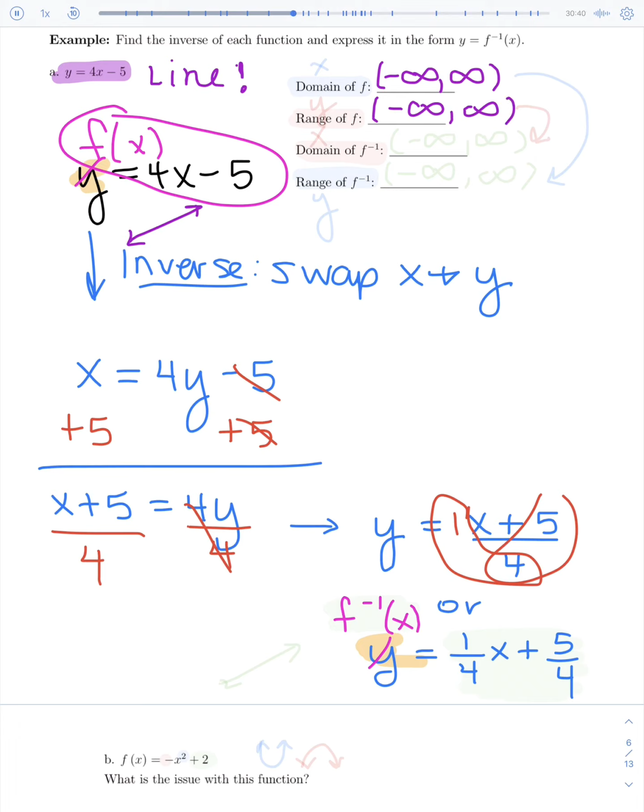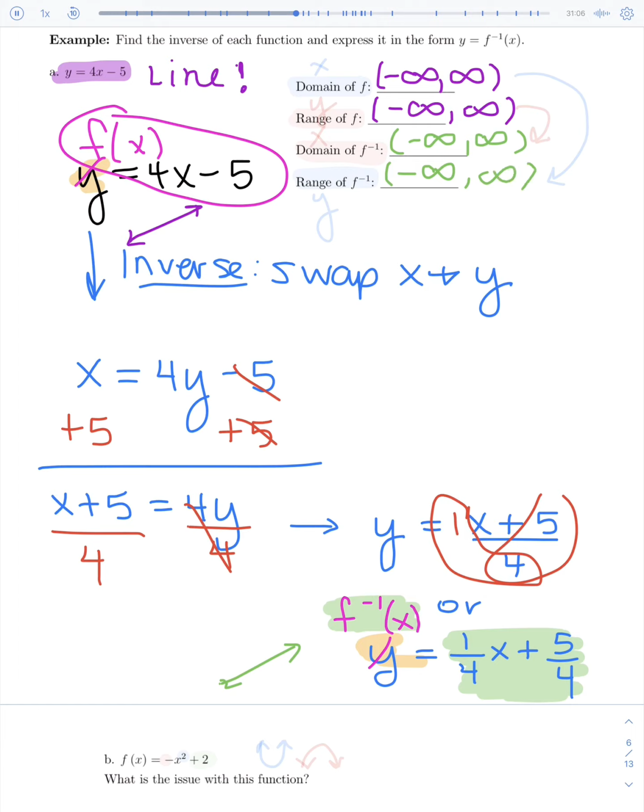Now, let's take a look at our inverse down here at the bottom of the page. Our inverse is also a line. It's also got a positive slope, so it's going to be going up and down and left and right forever. So it's also going to have a domain and range of negative infinity to positive infinity.